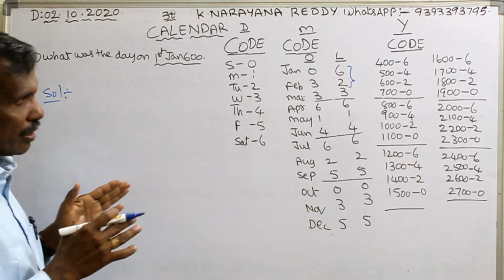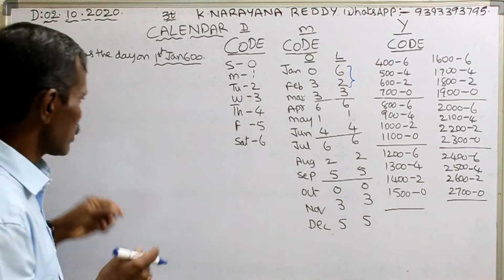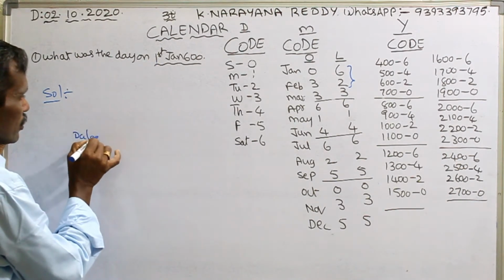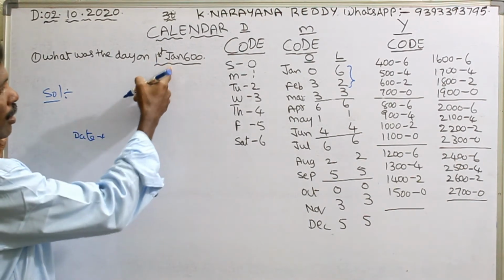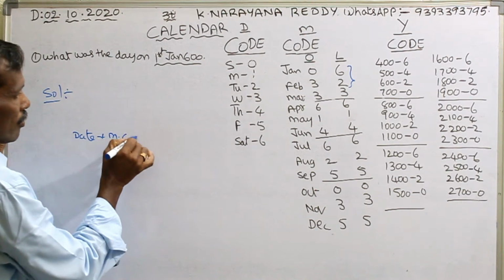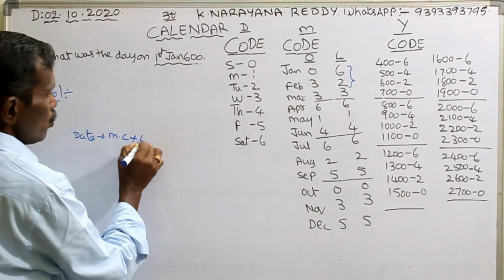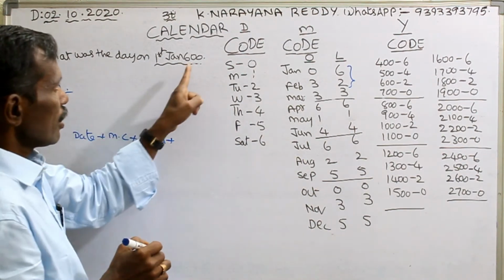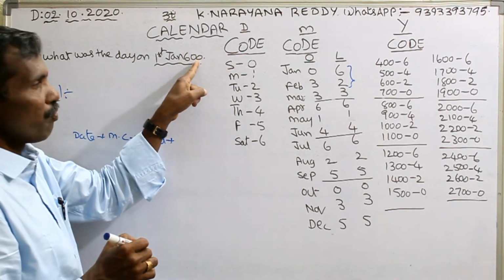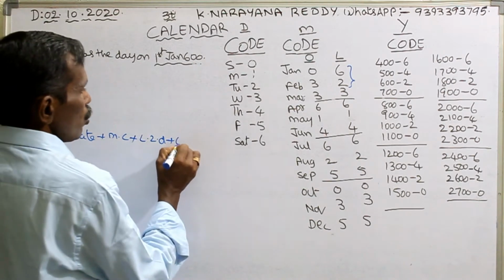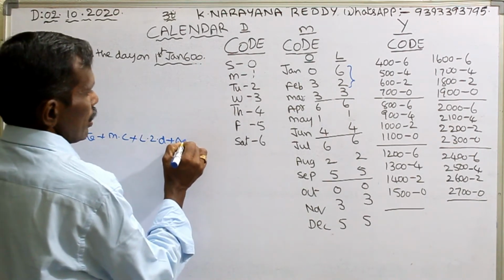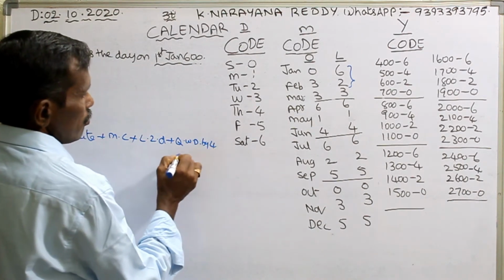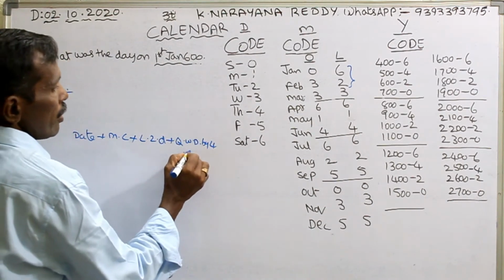First, there is a process, and I will tell that process. Date plus month code plus last 2 digits plus, whenever you divide by 4, the quotient, plus year code, century code.